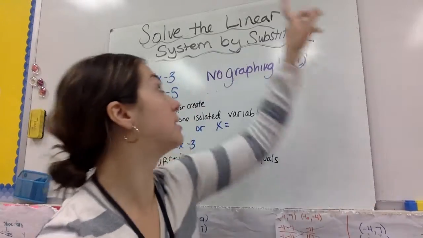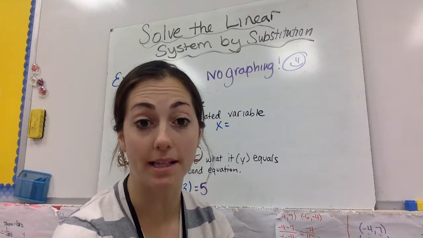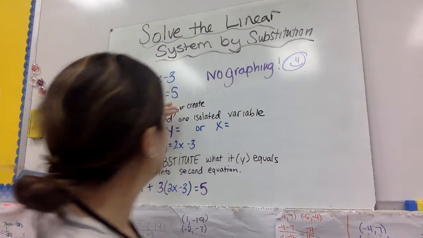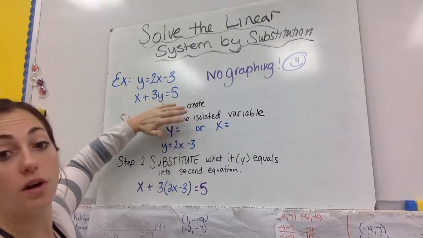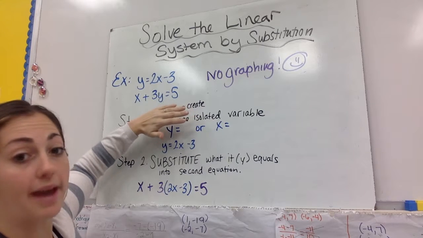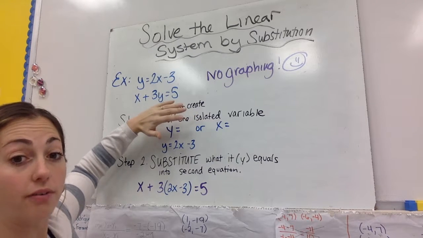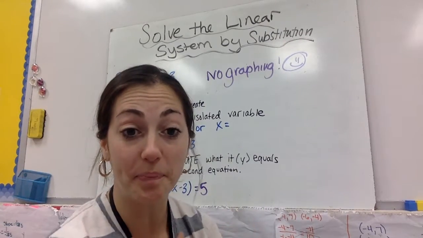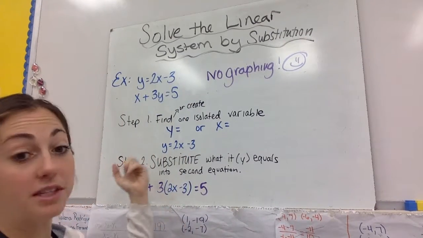Guys, today we're going to solve the linear system by substitution. So, for example, we have these two equations here, y equals 2x minus 3 and x plus 3y equals 5. Now, we don't have to graph to see where they meet. How cool. So, here are the steps.